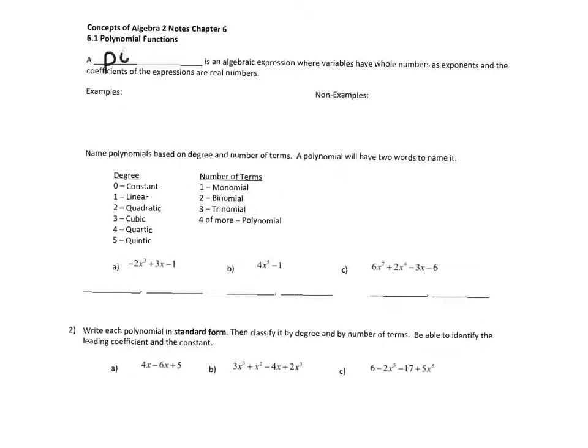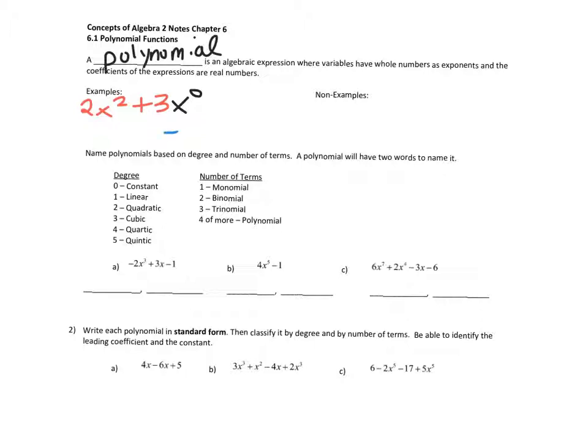A polynomial is an expression where variables have whole numbers as exponents, and the coefficients of the expressions are real numbers. So it's best to describe it with some examples. A polynomial could be 2x squared plus 3, because the coefficients are real numbers and the exponents are whole numbers. Technically, the exponent of the second term in this expression is 0.